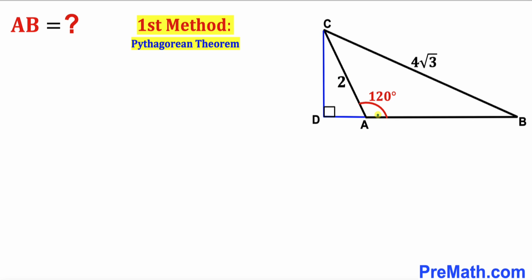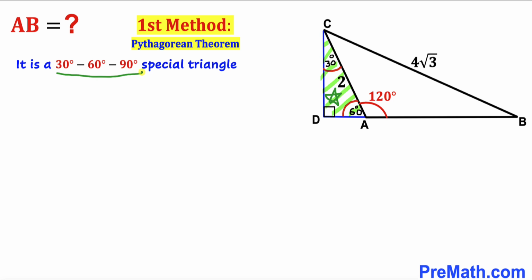Now let's recall this straight angle. This is 180 degrees and this angle is 120 degrees. So this remaining angle has got to be 60 degrees. And we know this is our 90-degree angle, so this third angle has got to be 30 degrees. So we can see that this right triangle ADC is our special 30, 60, 90 triangle.